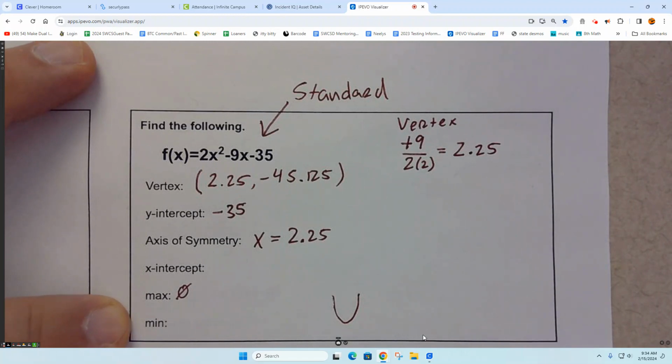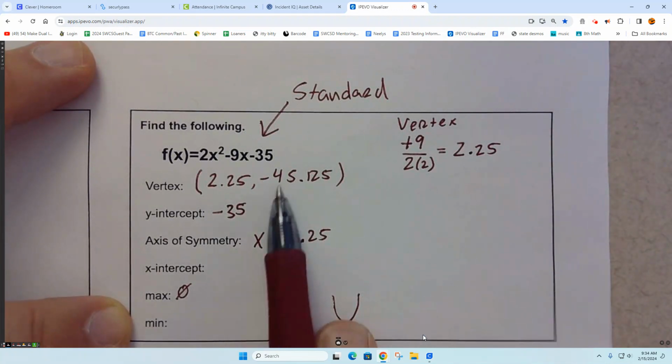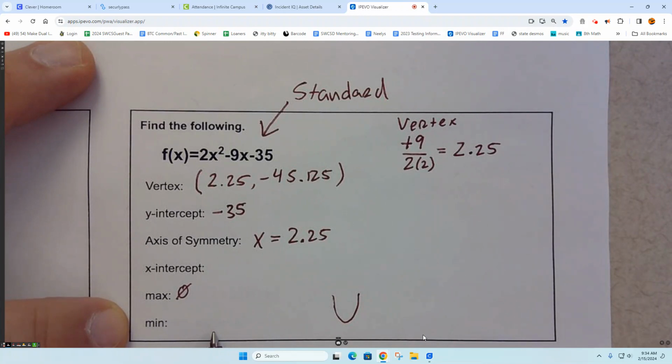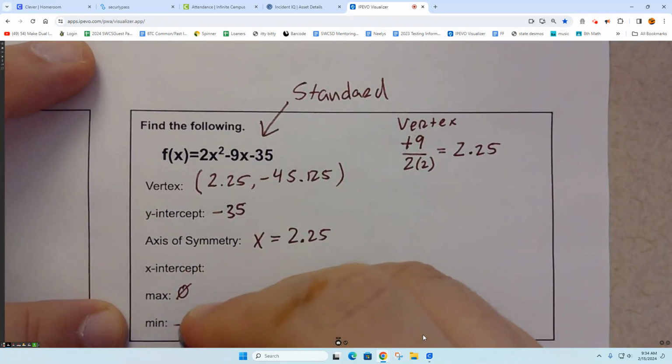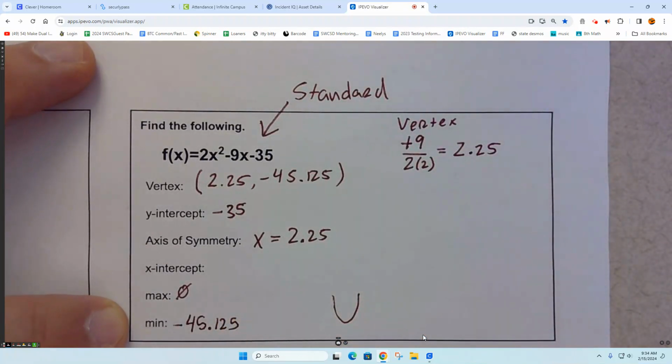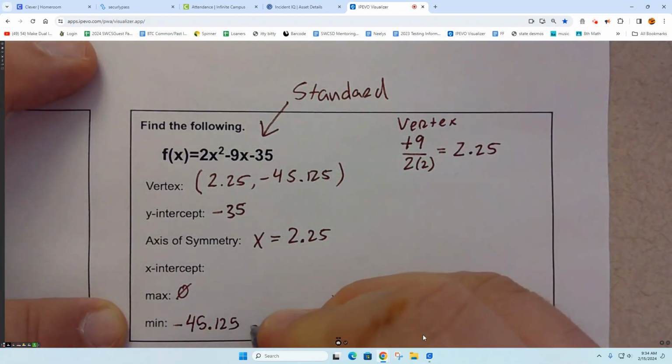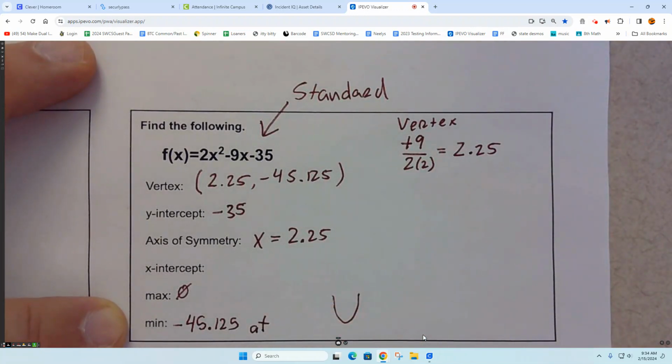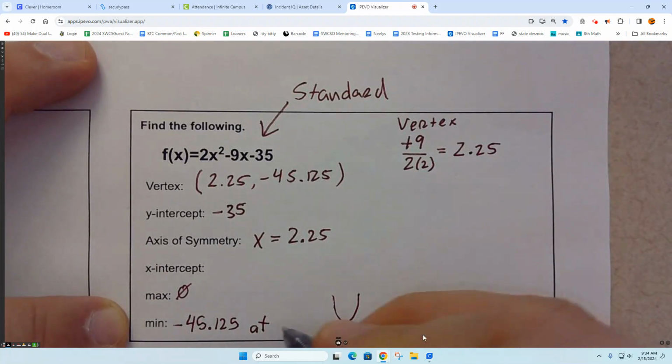And what would our min be? So how low? Here's something we need to know. You can answer this a couple ways. We could just write the vertex down, but I want you to understand that our min, our lowest value, our lowest output is negative 45.125 at what location? At 2.25.